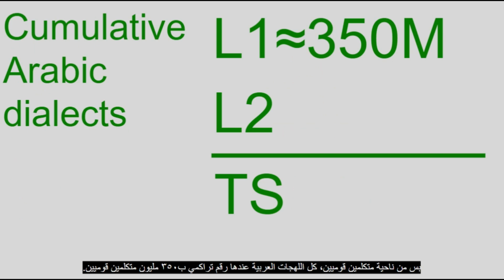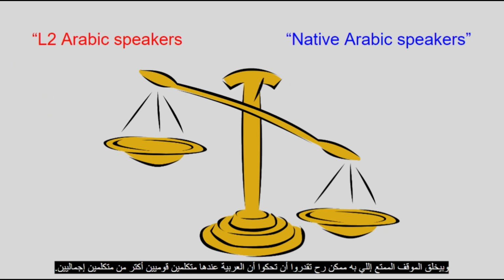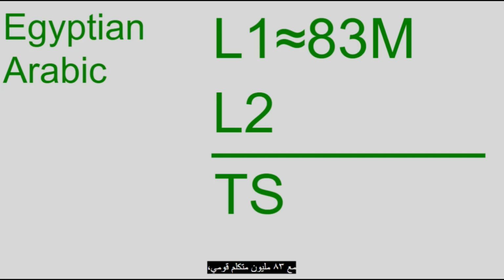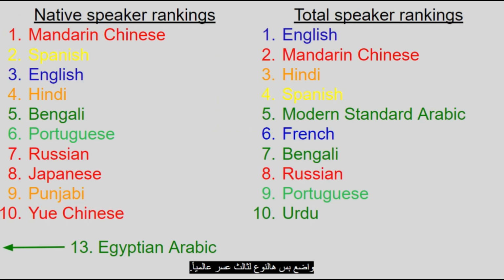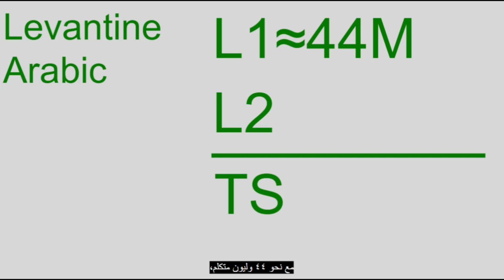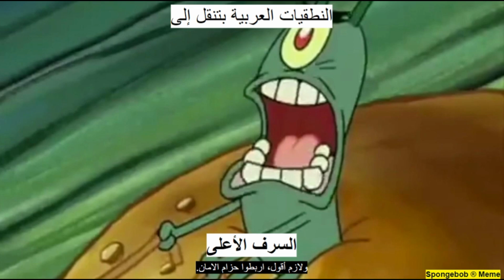In terms of native speakers though, all of the Arabic dialects have a cumulative number of 350 million native speakers. If they were actually one language, this would put Arabic in 4th place for native speakers and creates the interesting situation in which you could maybe say that Arabic has more native speakers than total speakers. But since that's not the case, the most spoken dialect of Arabic is Egyptian, with 83 million native speakers, placing just that variety in 13th place worldwide. Levantine itself is in 2nd with about 44 million native speakers, placing it 30th worldwide, and Classical Arabic remains the holy language of Islam. Now I'll talk about Arabic phonology, and I must say, fasten your seatbelts.